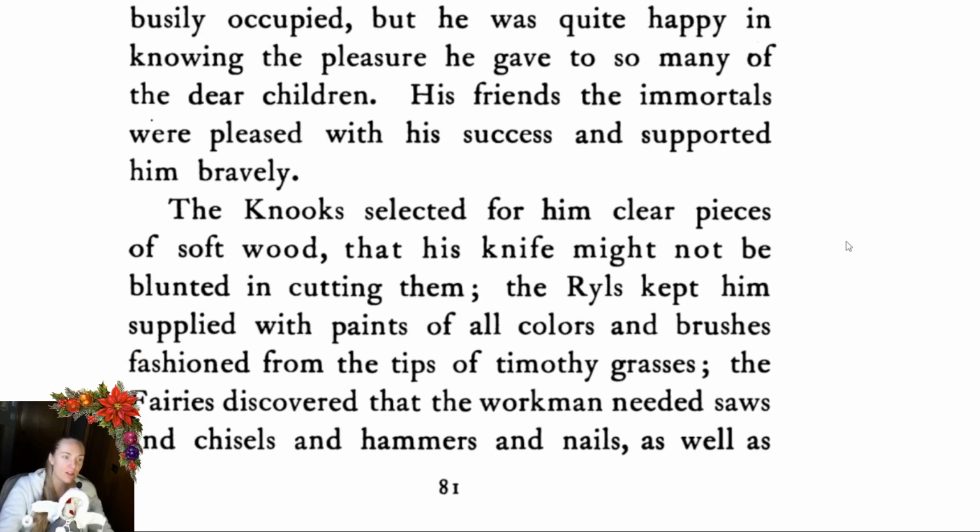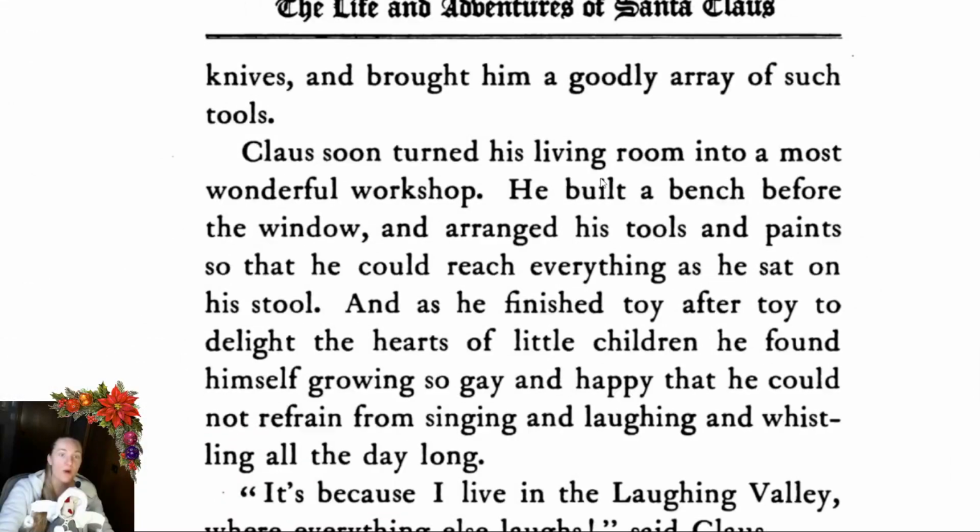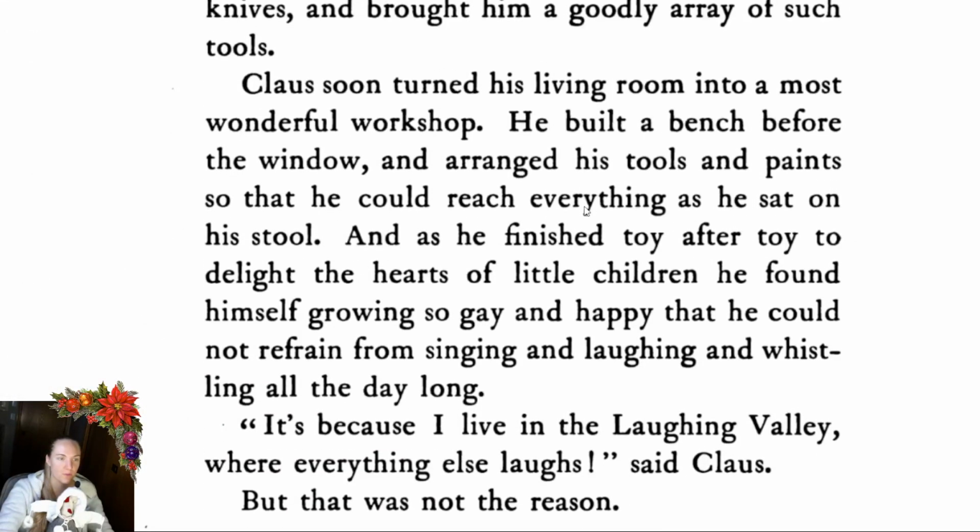His friends the immortals were pleased with his success and supported him bravely. The Knooks selected for him clear pieces of soft wood, that his knife might not be blunted in cutting them. The Ryls kept him supplied with paints of all colors, and brushes fashioned from the tips of timothy grasses. The fairies discovered that the workmen needed saws and chisels and hammers and nails, as well as knives, and brought him a goodly array of such tools.